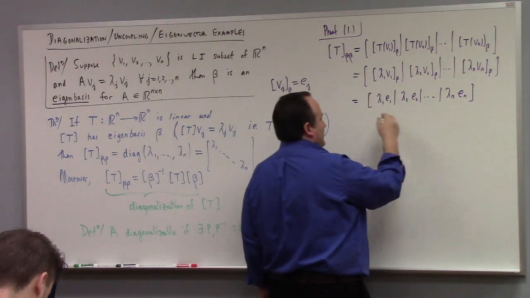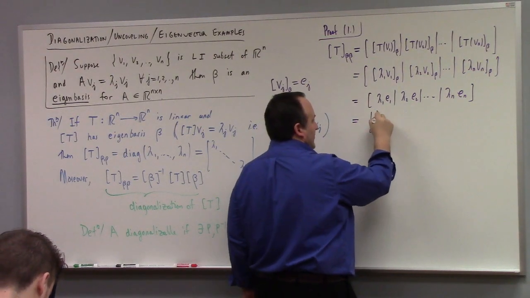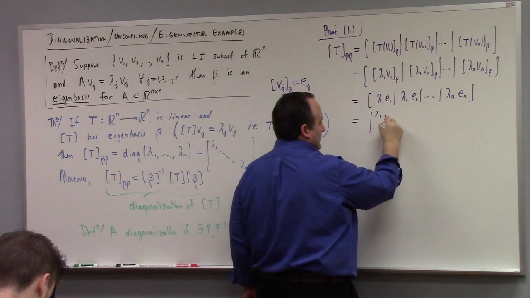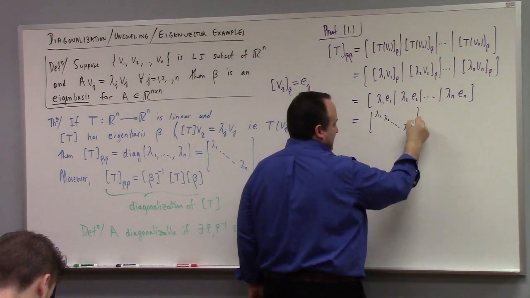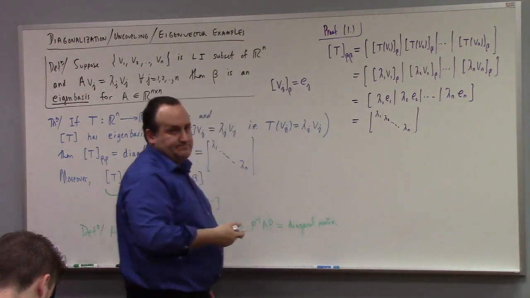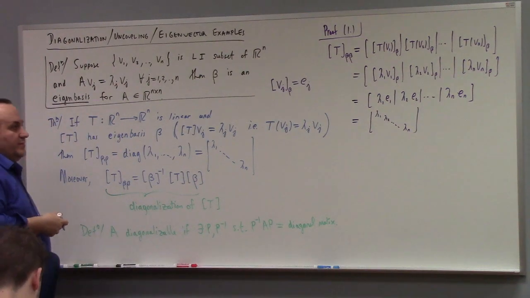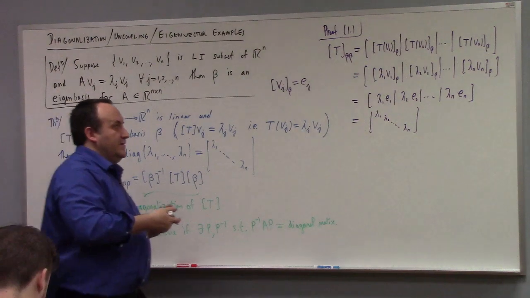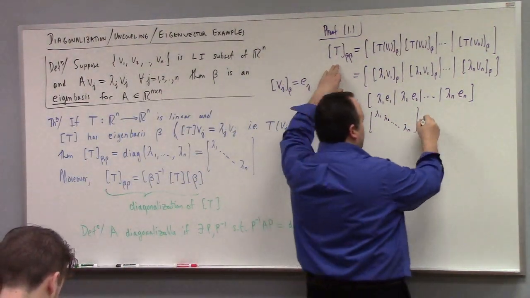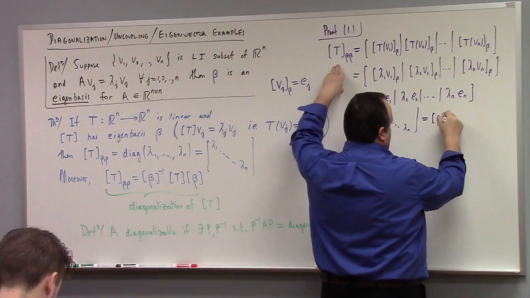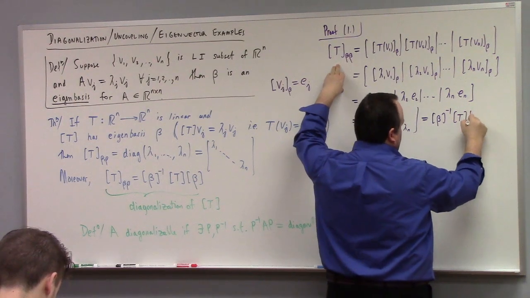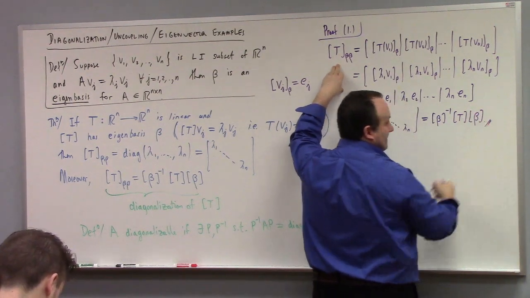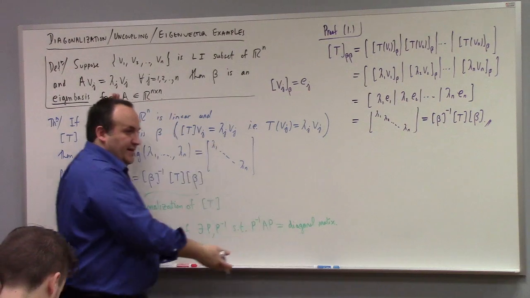And then that's exactly just lambda 1, lambda 2, lambda n, right? So there you go. But we also know what? Remember our discussion of coordinate change? What did we prove? The formula for T beta beta was what? It was beta inverse times the standard matrix of T times beta, right? That's everything I said over here.